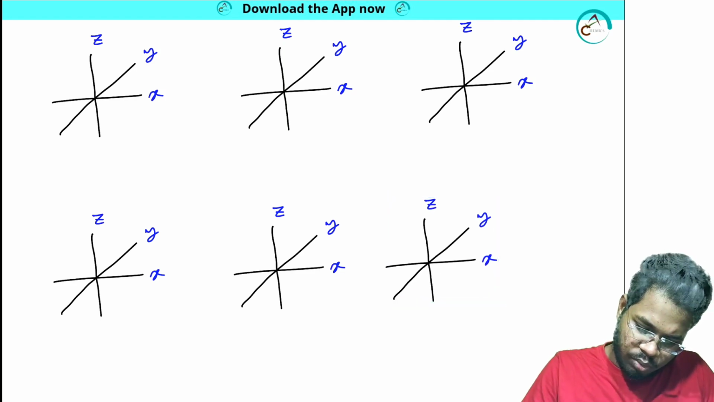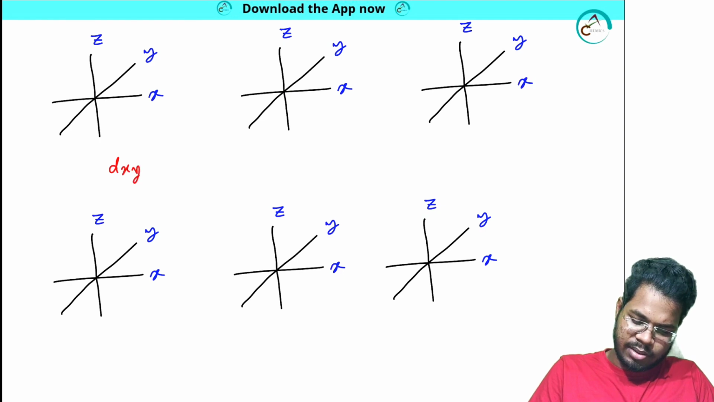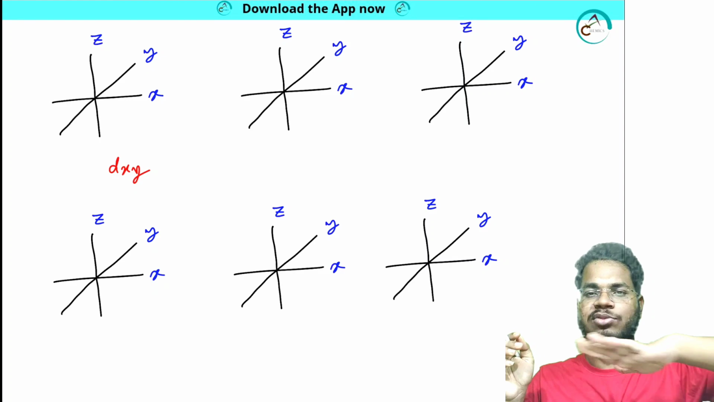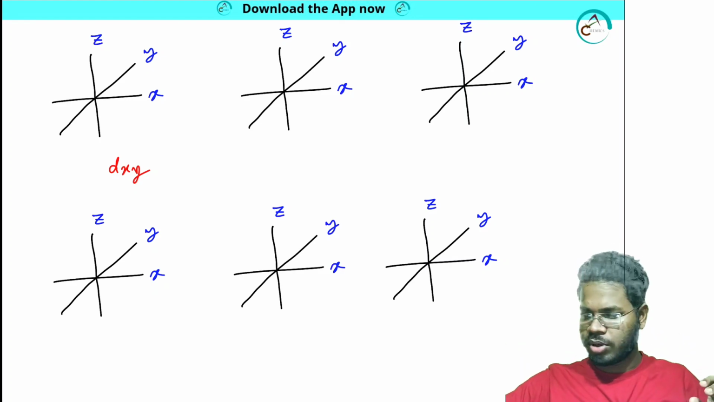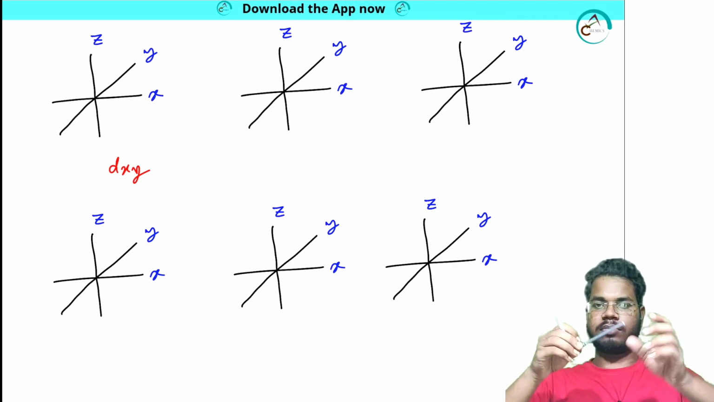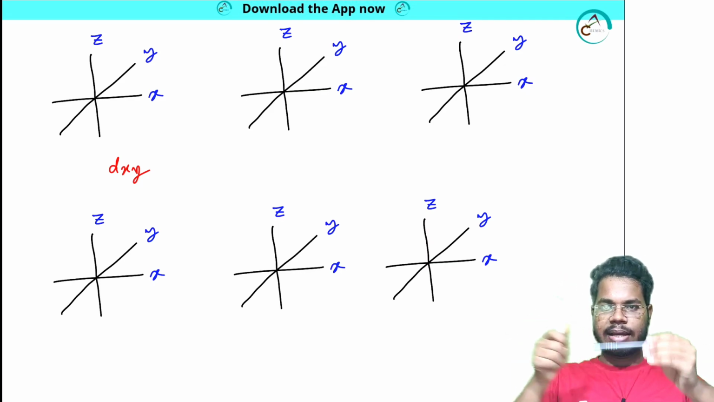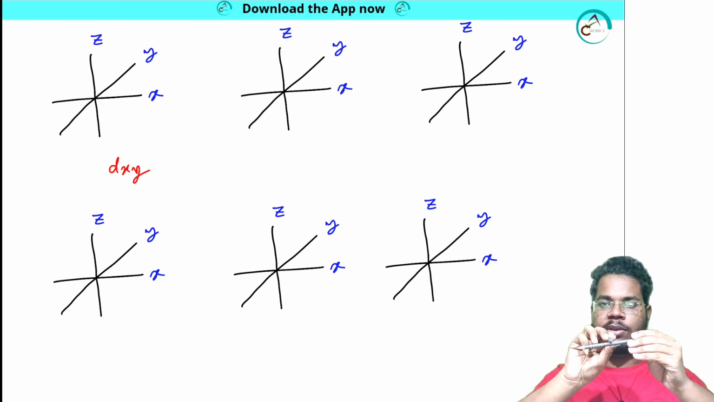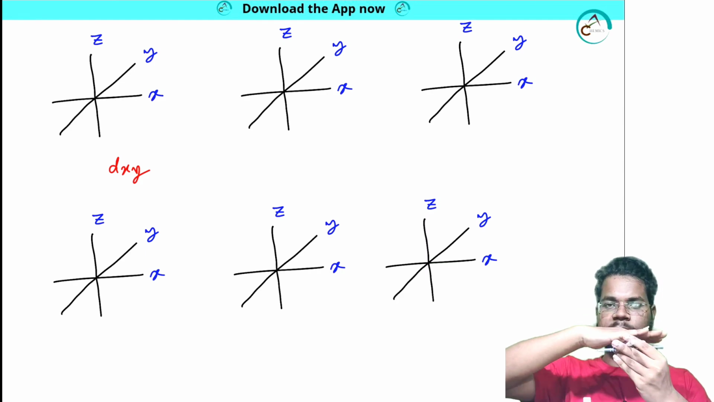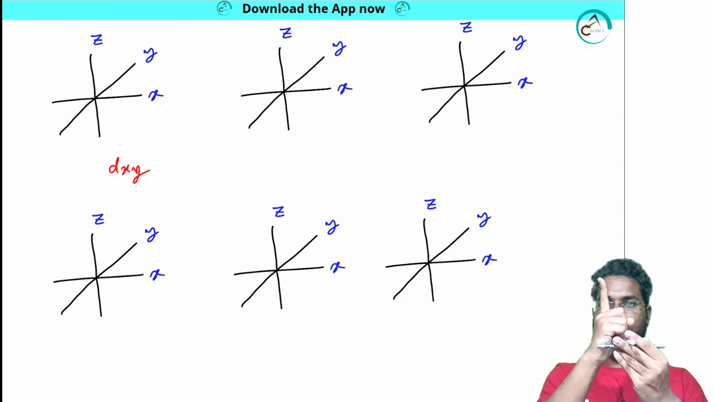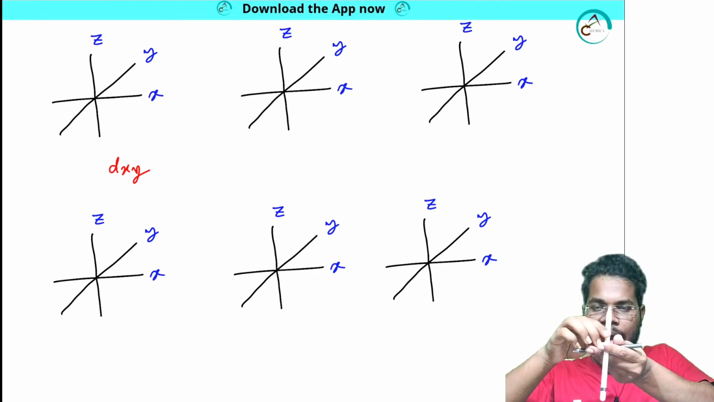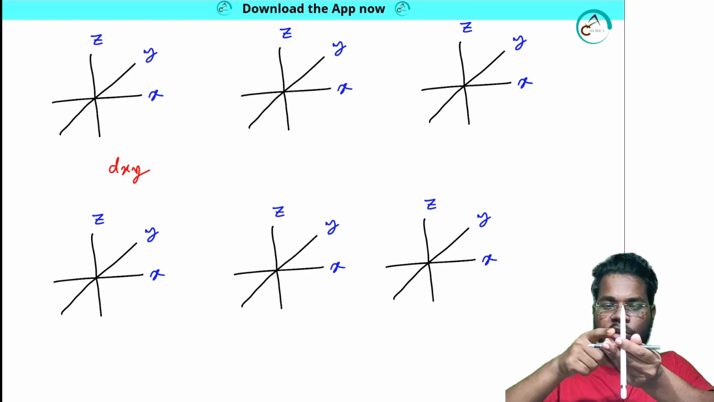So now what will happen in case of dxy? You know that in case of dxy, you have to consider only the xy plane. Let me take this black pen as x, and this Apple pencil as y. You need to consider only this plane, the xy plane, not the z axis. This is the z axis, you don't need to consider that. If we consider the dxy orbital, it will be like this.